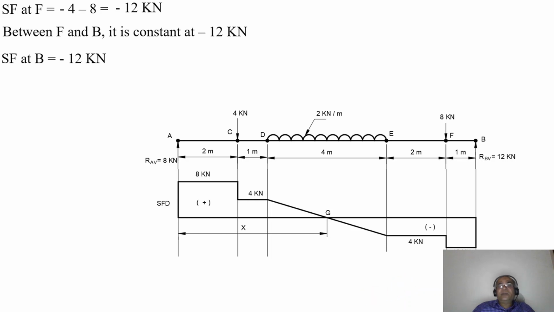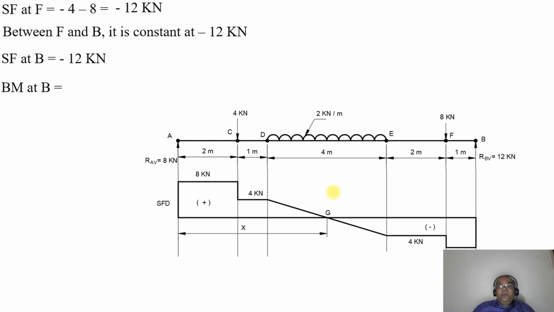So you can see here SF at F, due to the point load, drops down to minus 12 kilonewton. And between F and B, it remains constant at minus 12 kilonewton. So SF at B will be equal to minus 12 kilonewton. So this is how you will be able to analyze the shear force diagram.